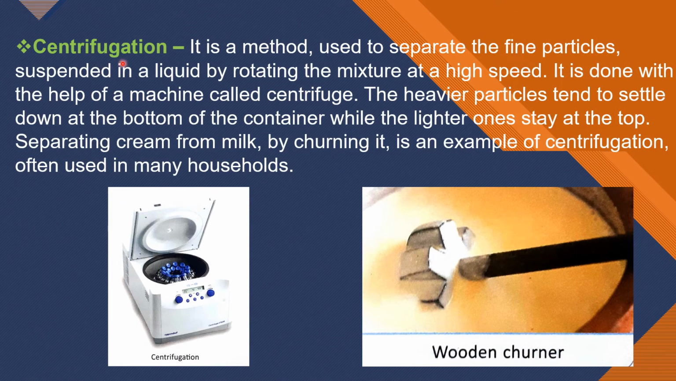Centrifugation. Students, it is a method used to separate the fine particles suspended in a liquid by rotating the mixture at a high speed. It is done with the help of a machine called a centrifuge. The heavier particles tend to settle down at the bottom of the container, while the lighter ones stay at the top. Separating cream from milk by churning it is an example of centrifugation, often used in many households.